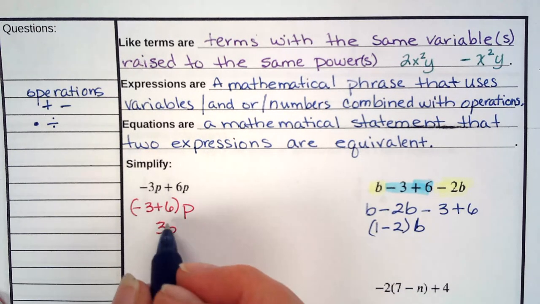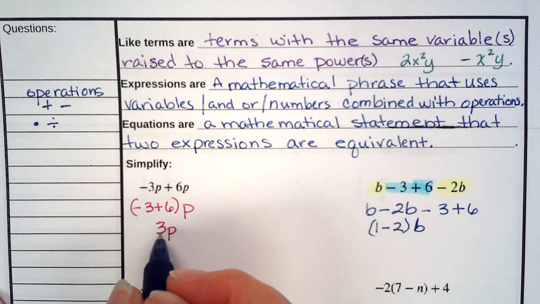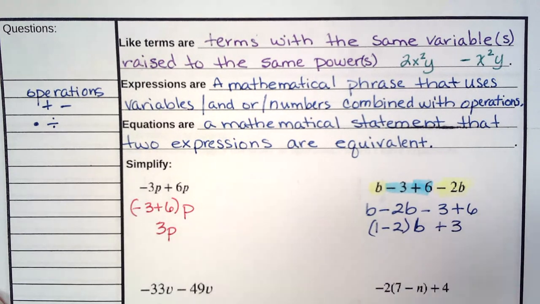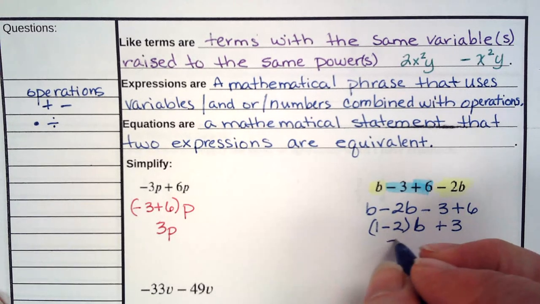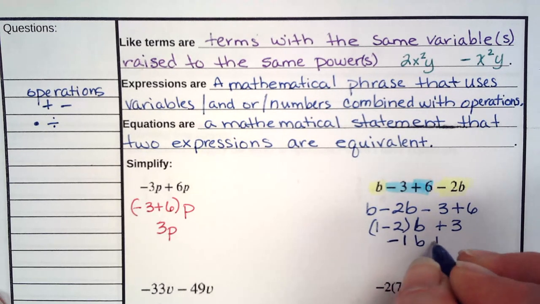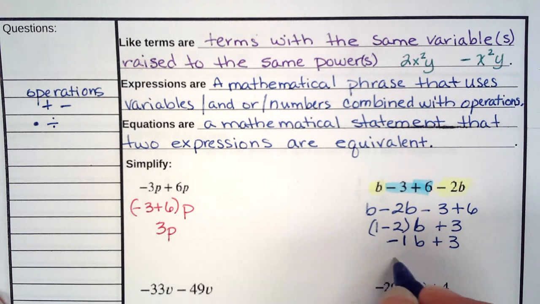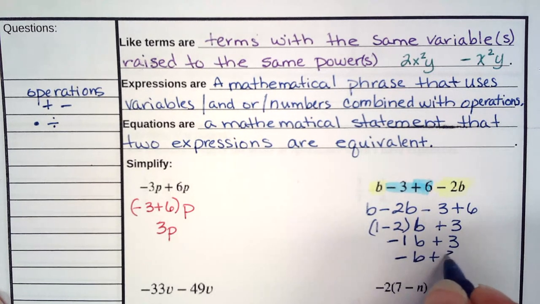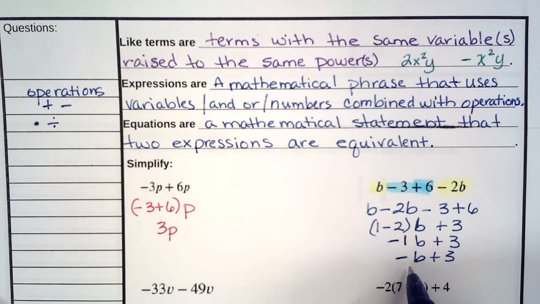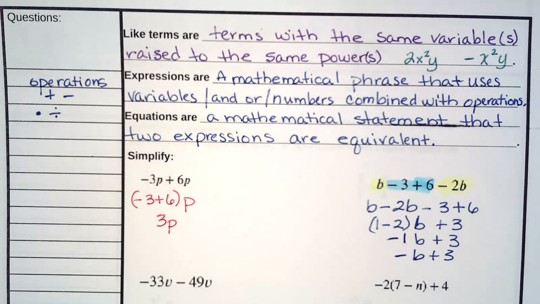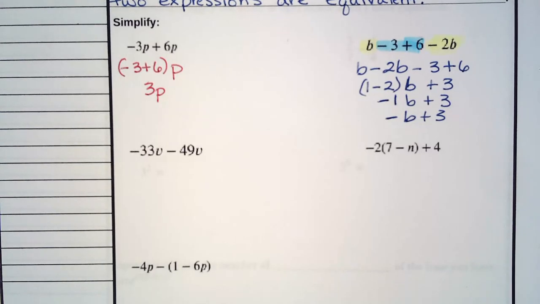I had that up here, so I don't need to redo it because I know the answer will be 3. 1 minus 2 gives me -1, b plus 3. Do I need the 1? No. If we have -b plus 3, we understand that coefficient of b is -1. Any questions?